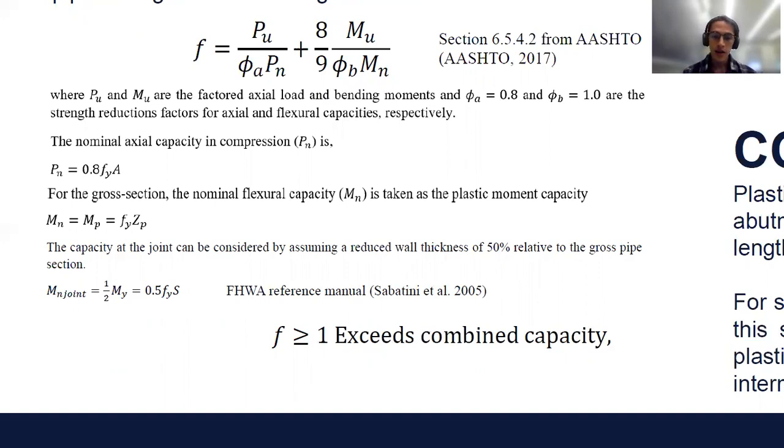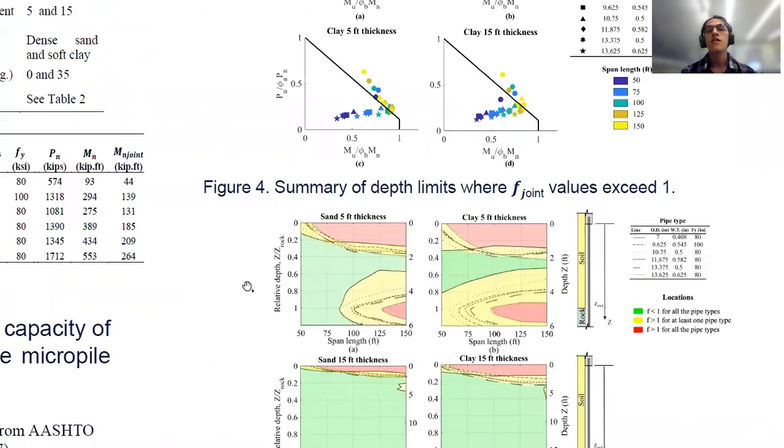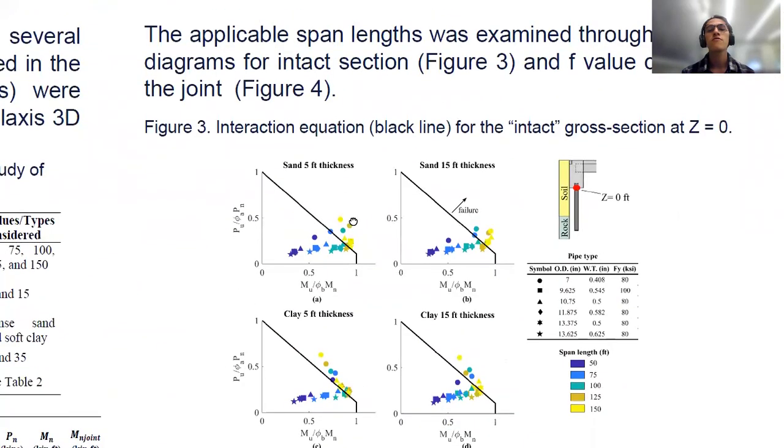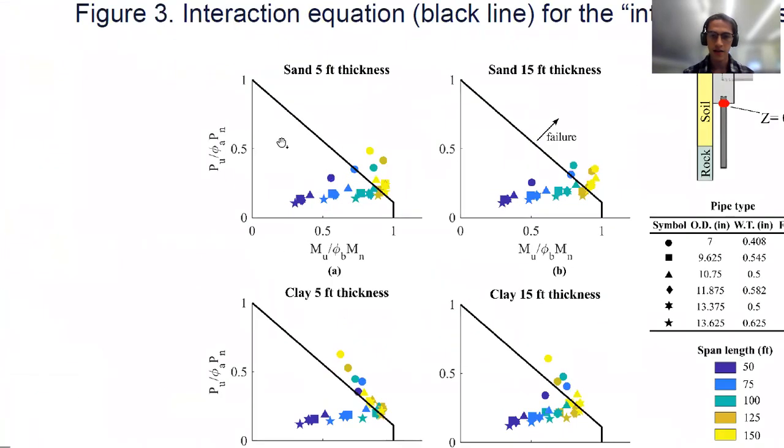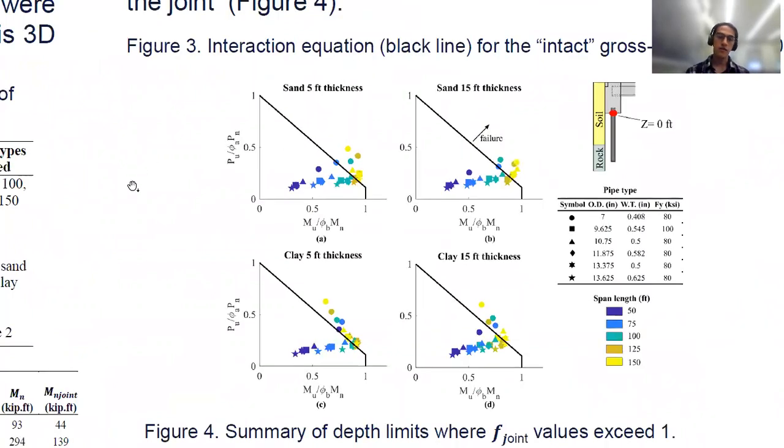Now, any value of F greater than 1 means that our demand exceeds our combined capacity, and that should be avoided. Our results are summarized in figures 3 and 4. Figure 3 is showing our interaction diagrams, where in the vertical axis we have our axial load demand normalized by our capacity, and in the horizontal axis we have the bending load demand normalized by the bending capacity.